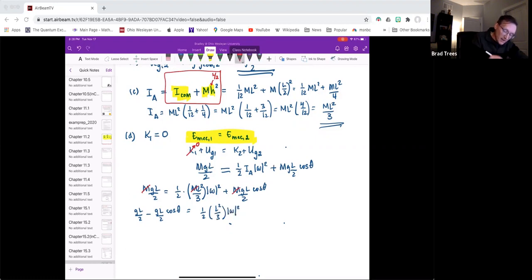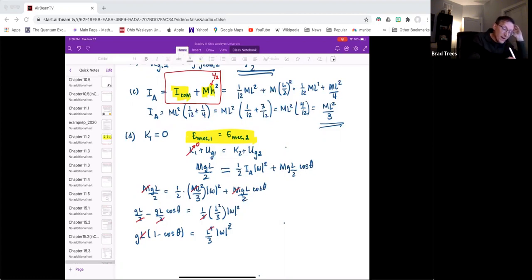Let me multiply both sides by 2. That gets rid of all those down there. Let me factor g times L on the left. Then I have 1 minus cosine theta in parentheses. And I have that. Oh, I can divide both sides by 1 factor of L. So let me multiply by 3 and divide by L, and then take the square root.